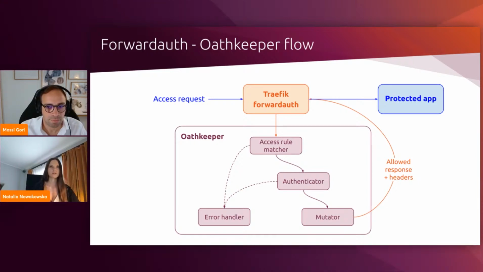If a charmed application is deployed behind Traefik with ForwardAuth middleware, any HTTP requests hitting its endpoints will be forwarded to AuthKeeper, the policy decision point. It will then check its access rules and decide whether a user must be authenticated to be allowed to reach the resource.